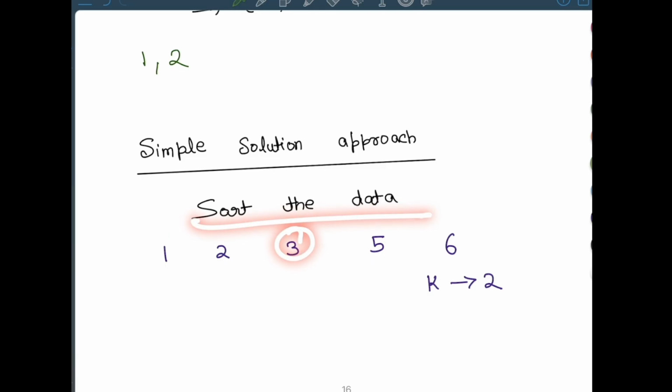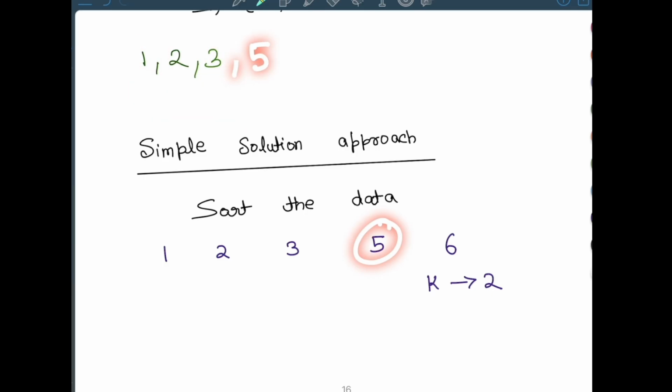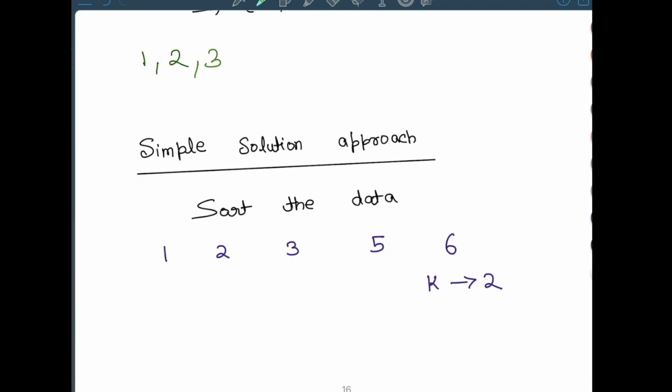We choose 3. We say okay, 3 can be part of the group because the minimum is 1, the max is 3, their difference is 2, which is fine. What about 5? Can 5 be part of the group? Minimum is 1, maximum is 5, difference is 4, cannot be part of the group because the value of k is 2. So in this case, we will say we form one group. The group has 3 elements, 1, 2 and 3. We have a total of one group.